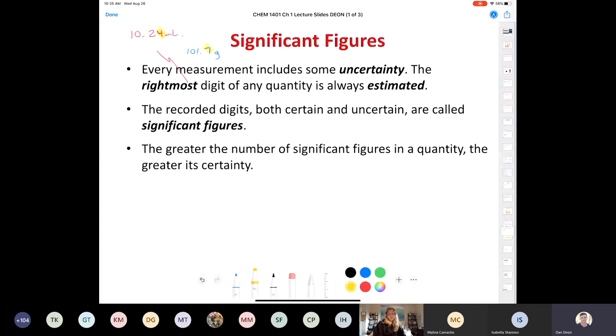So it says here, recorded digits, whether they are certain or uncertain. That means that rightmost one still counts, whether it's certain or uncertain. We call those significant figures, and oftentimes I'll just call them sig figs for short.